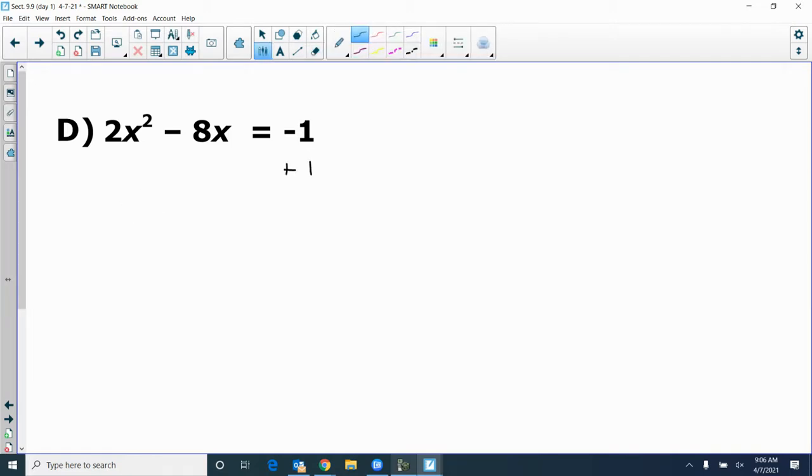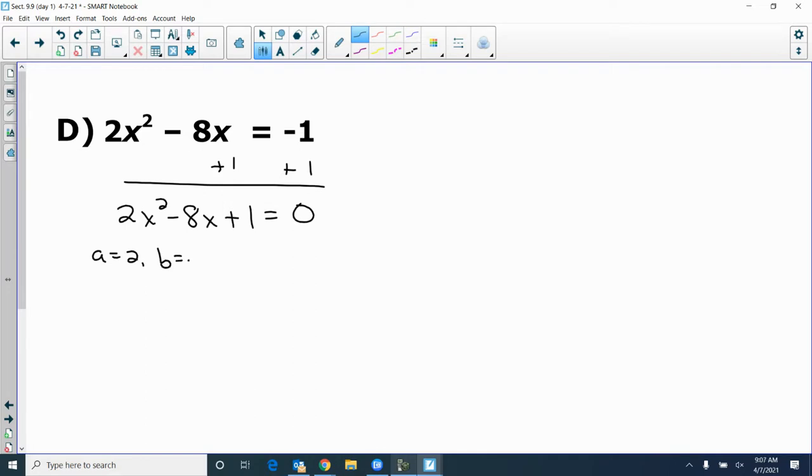So add 1, 2x squared minus 8x plus 1 equals 0. So let's do that. All right, now identify your A, B, and C. Josh, what are my A, B, and C? The A is 2, the B is -8, and the C is -1. No, it would be 0. No, it's 0 plus 1. Hey, there we go.